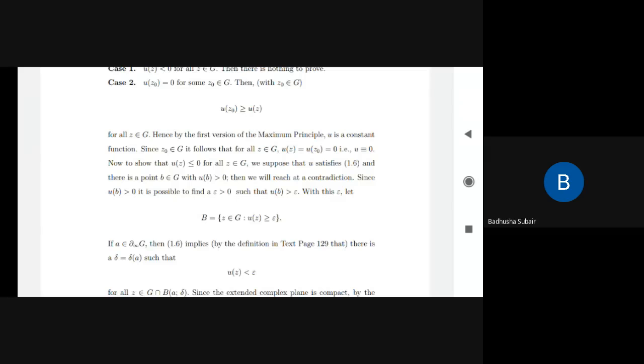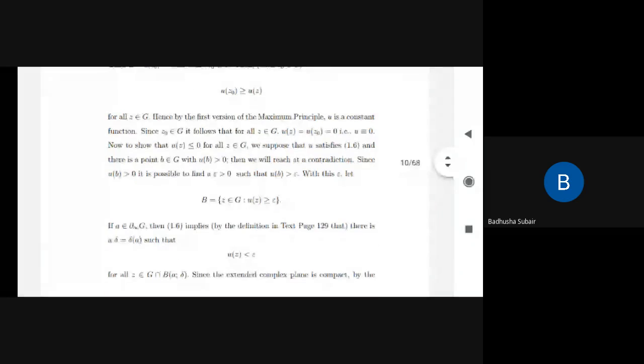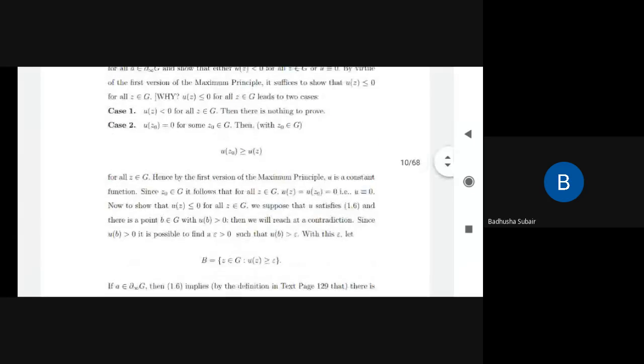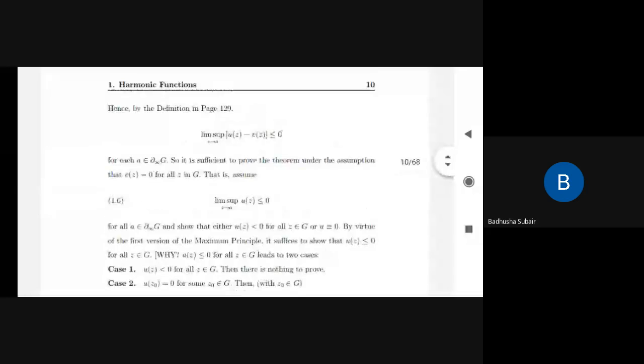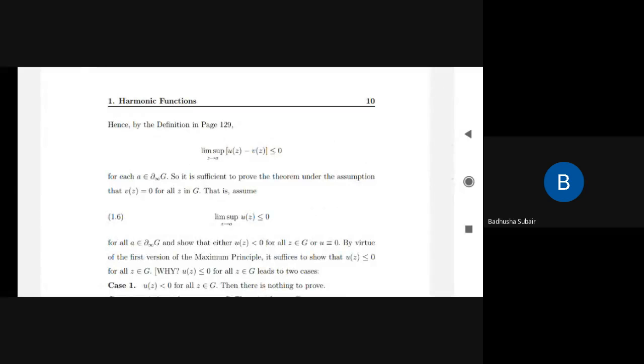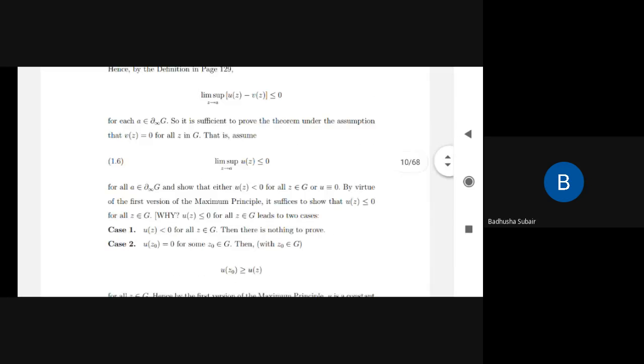So once we prove that U(Z) is less than or equal to 0, we obtain these conditions. So now our aim is that we have to prove that U(Z) is less than or equal to 0 for all Z belongs to G. And we suppose that U satisfies the condition 1.6. What is the condition 1.6? It is that the limit superior of U(Z) as Z approaches A is less than or equal to 0.